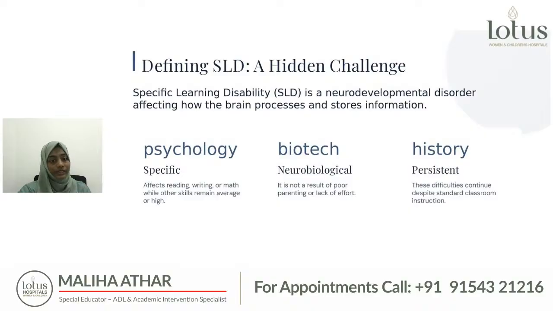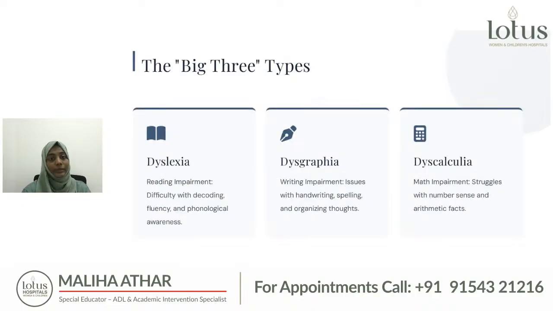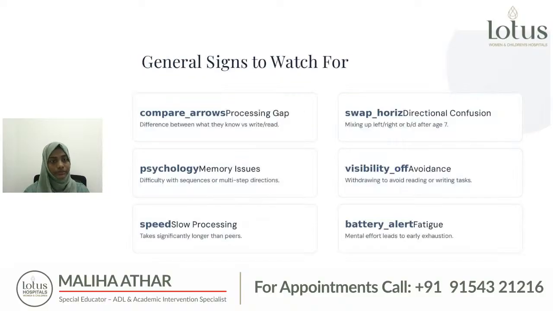Persistent: these difficulties continue, they don't go away by changing the classroom setup or something else. The big three types of SLD are dyslexia, dysgraphia, and dyscalculia. Dyslexia is when children have difficulty with reading or phonological awareness, and dysgraphia is a writing impairment where the child struggles to write properly and gets confused between B and D, something like that. And dyscalculia is about maths.